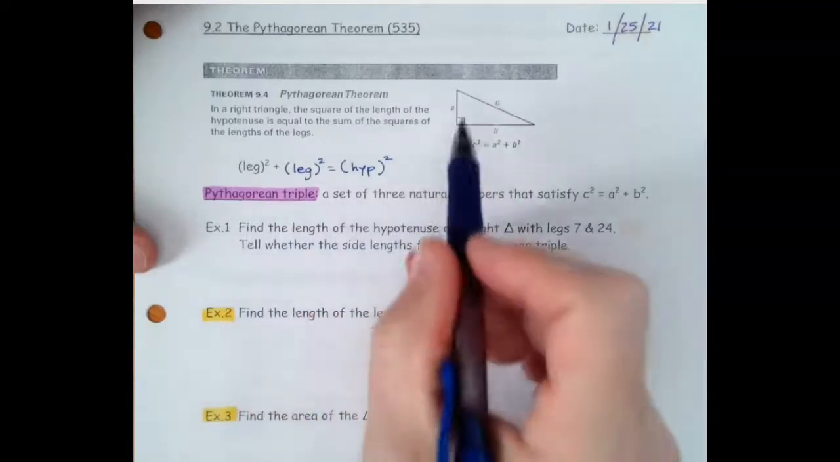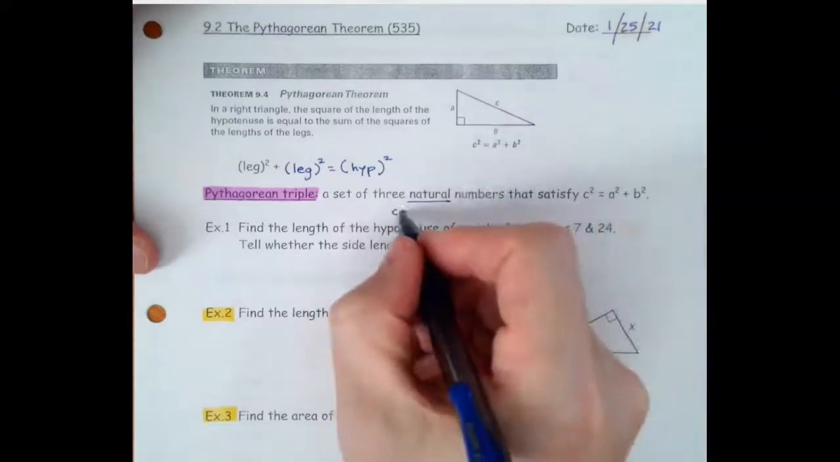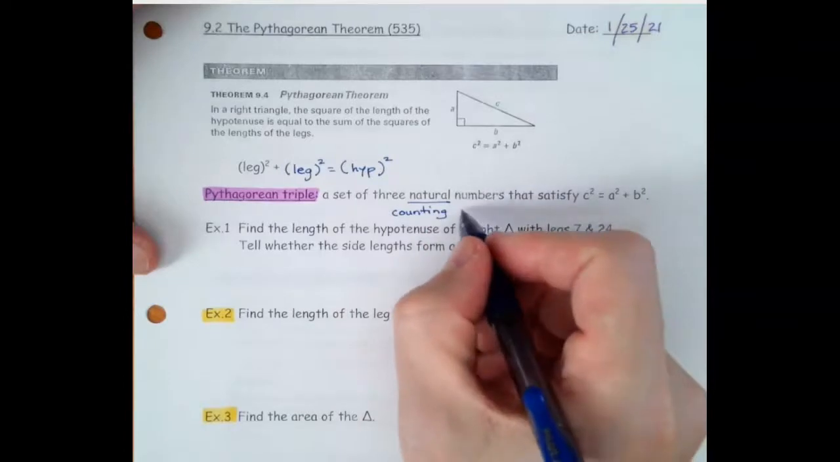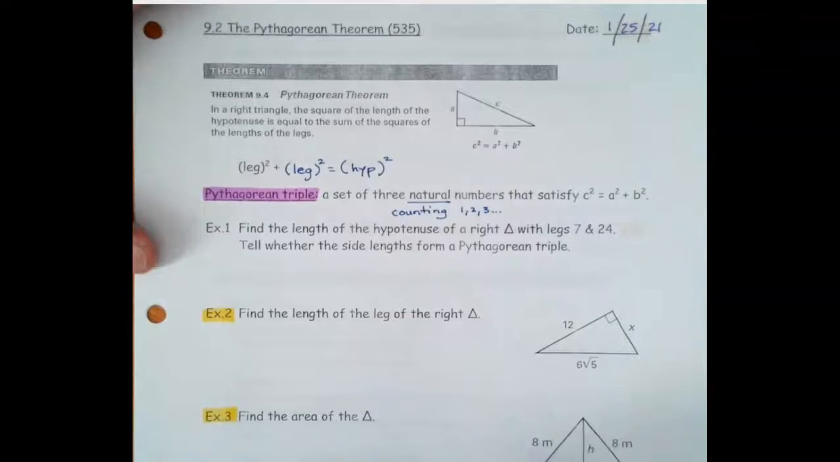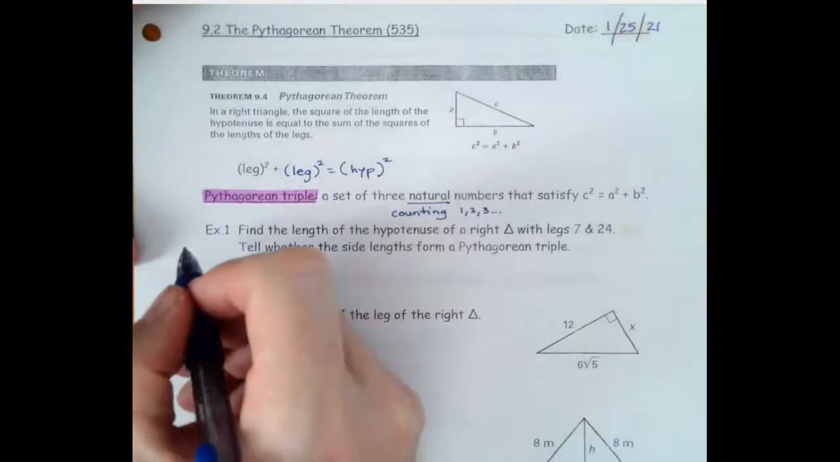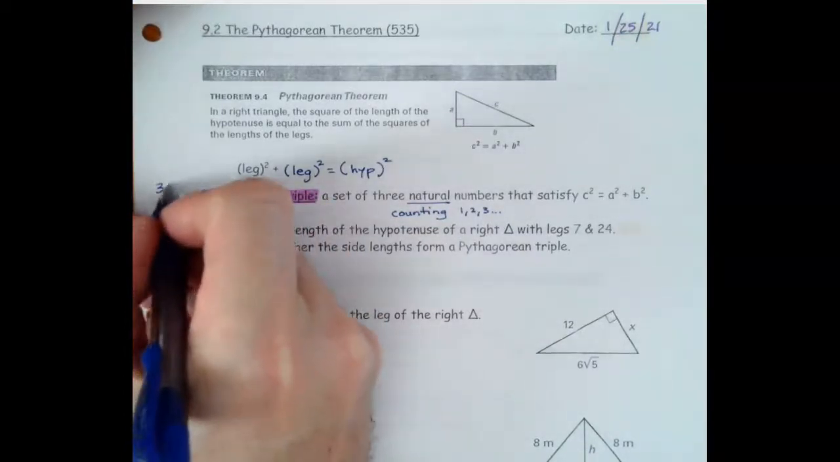So that is where all three of these sides are natural numbers. Another name for natural numbers are the counting numbers. So those are the most basic numbers we start off with in life. 1, 2, 3, we learn how to count. And then maybe eventually we learn about the concept of zero, and then later on negatives and fractions and all that stuff.